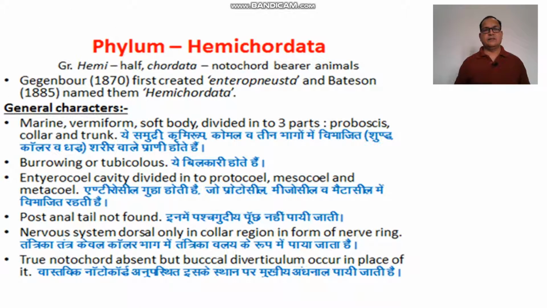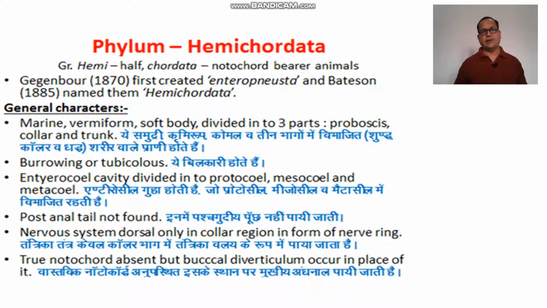First subphylum is Hemichordata. Hemi means half. Chordata means notochord-bearing animals. The term was first created by Gegenbaur in 1870, who named it Enteropneusta, and Bateson in 1885 named the Hemichordata.